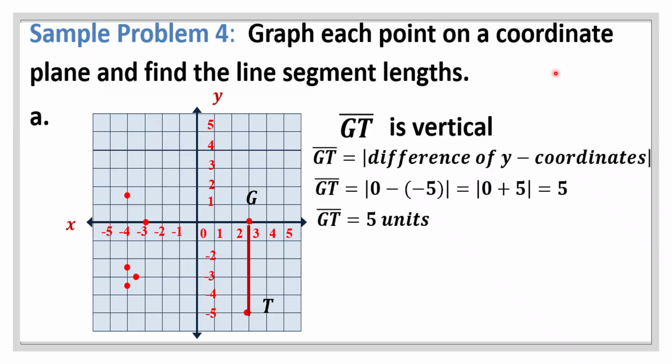Graph the points on the coordinate plane and find the line segment lengths. Okay, so GT is vertical. To get the difference here, we take the difference of the y coordinates. That means 0 minus negative 5, or 0 plus 5, or 5. So there are 5 units. Get it?